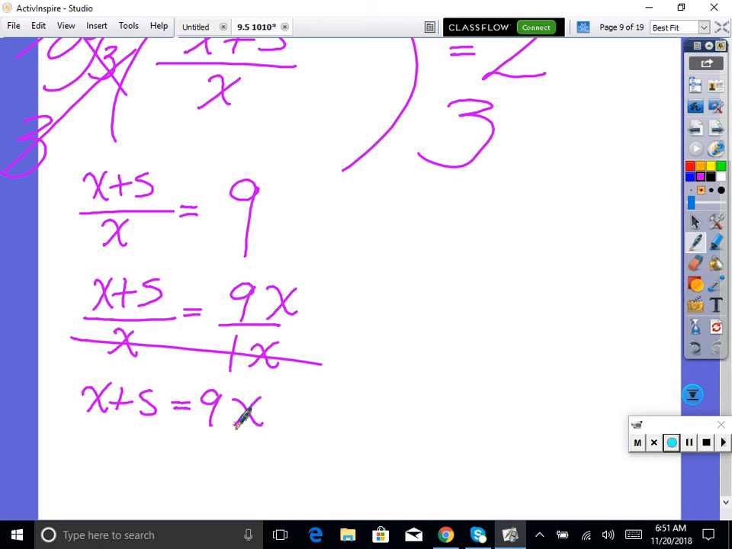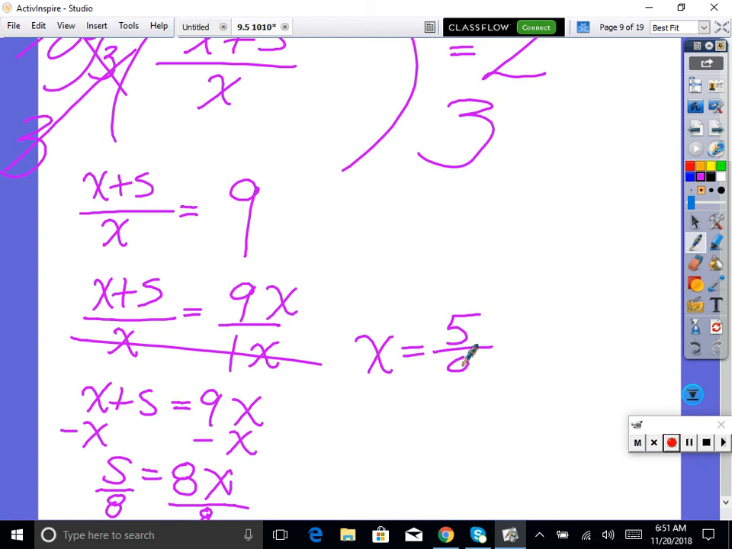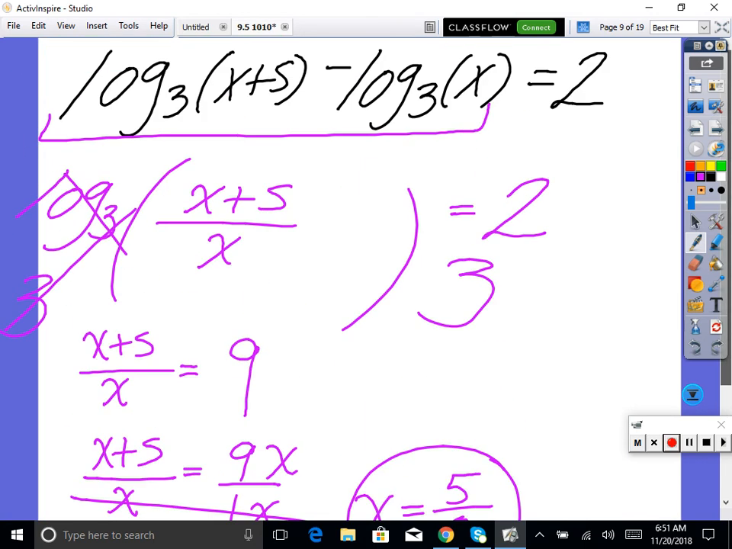And then what? Minus x. 5 is equal to 8x. Divide by 8. So x is equal to 5 over 8. Okay, let's go plug it in and make sure it's okay, because it was a logarithm after all. If I plug in 5/8 here, 5/8 plus 5, isn't that going to be positive? 5/8 in here is positive, so we're good. Okay, awesome.